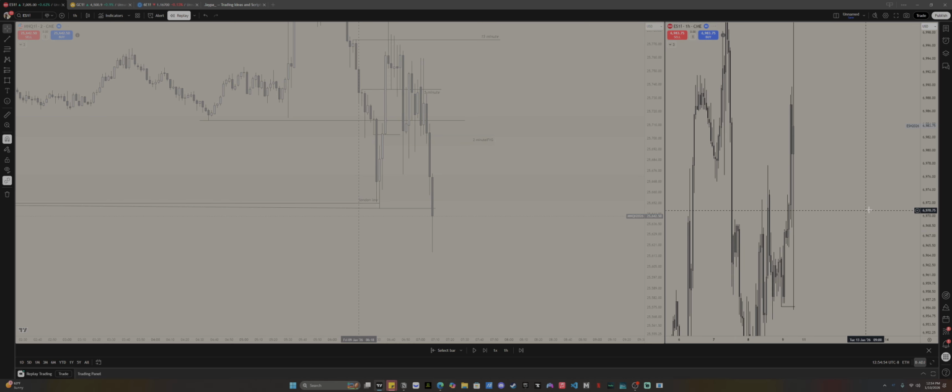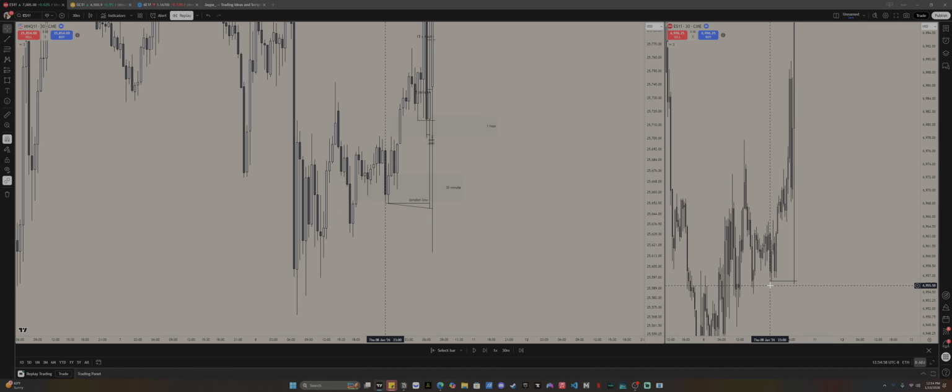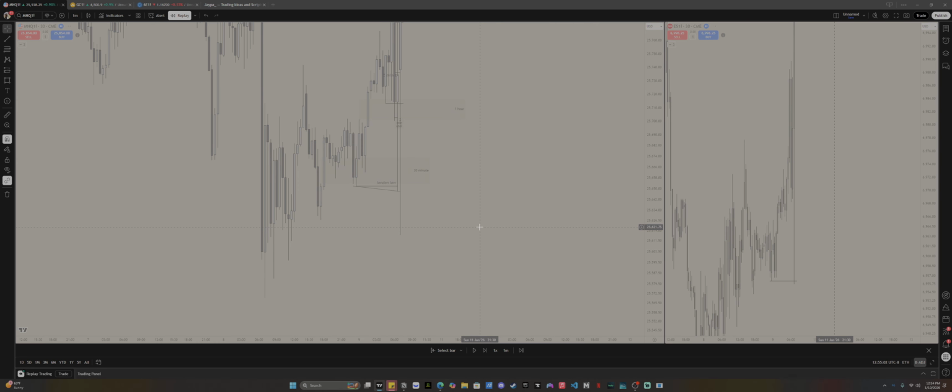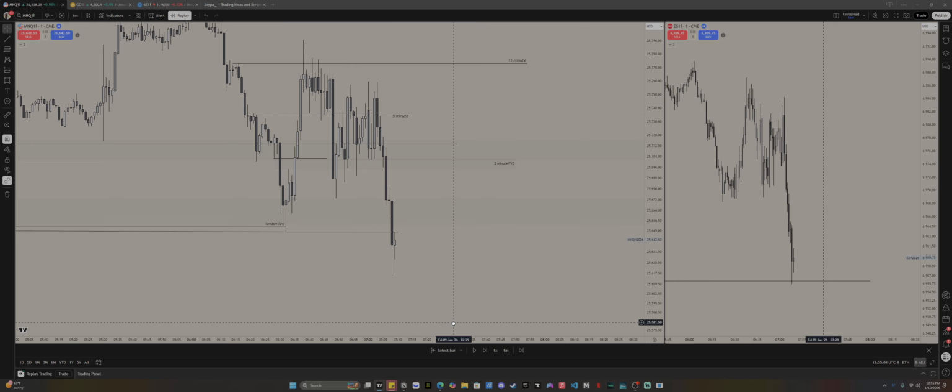I think ES did something here too. Swept out. I think this was London low. Yeah, so ES ended up sweeping out London low as well. So new 4-hour candle, manipulated lower, and then distribute.